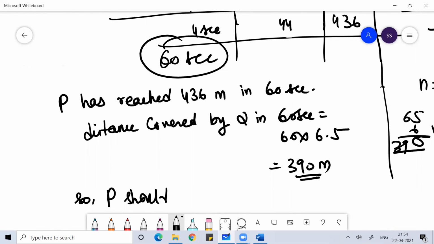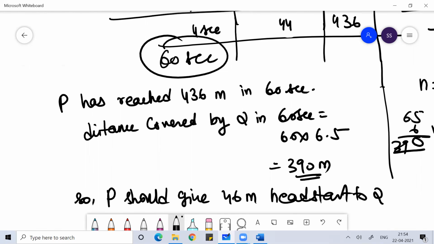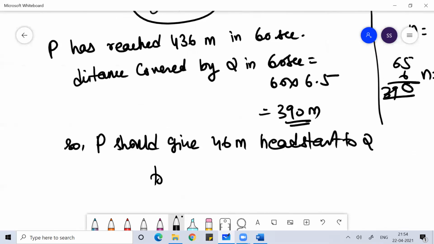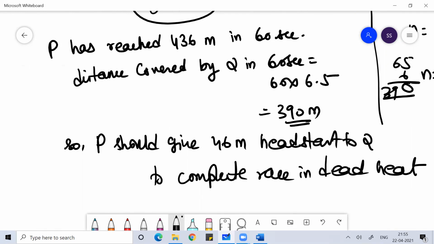So if P really wants to complete the race in a dead heat, P should give how much? P should give a 46 meter head start to Q to complete the race in a dead heat, where both will reach the finishing line at the same time.